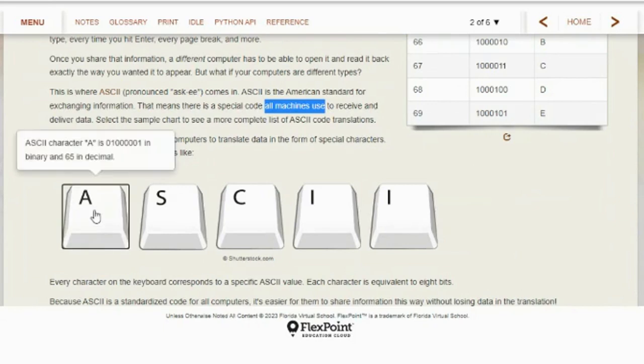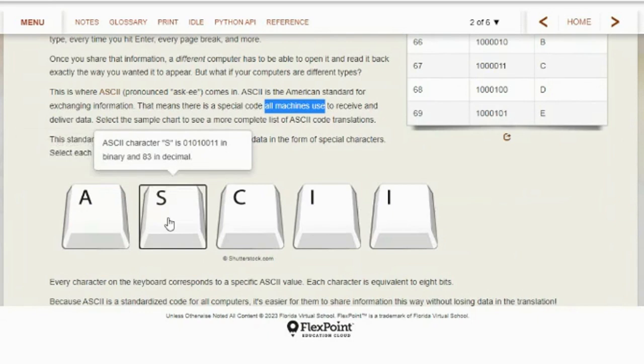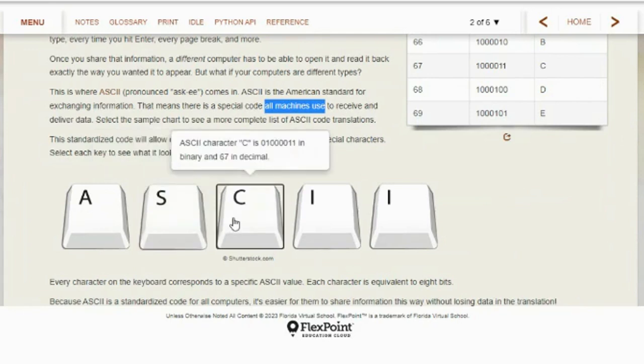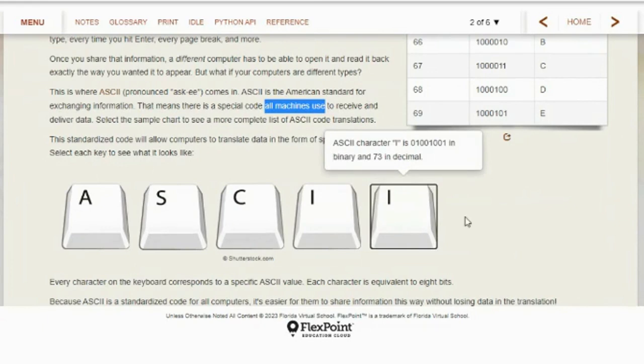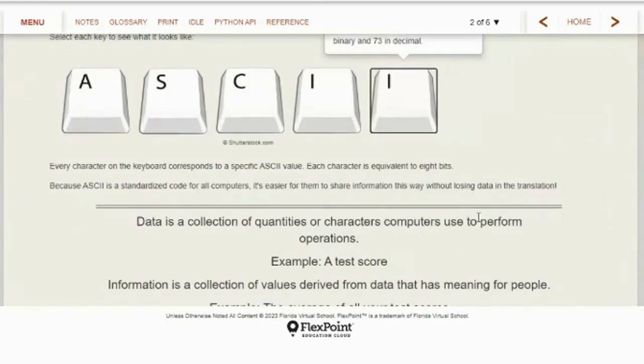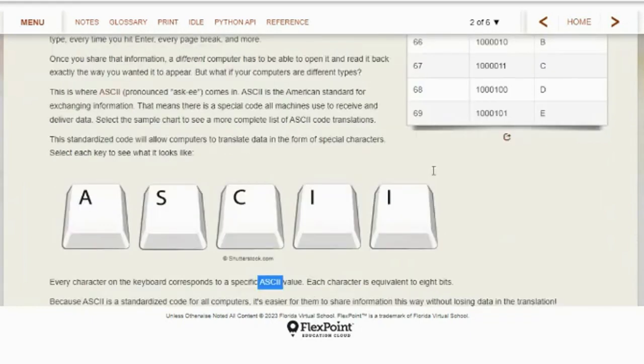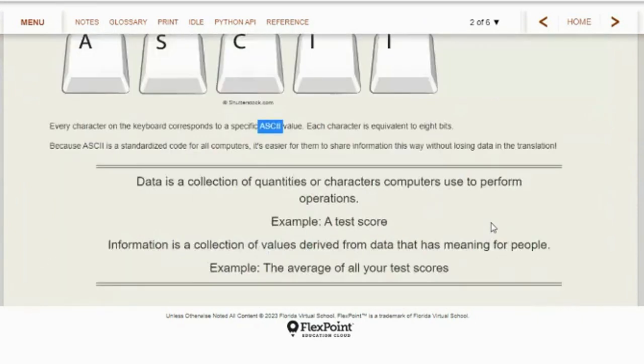So, A is a 65, as we saw in the chart. S is 01010011, which is 83 in decimal. C is on the chart, that's 67. And then the I is 73. You'll see both I's will be the same because it always uses the same number assigned to each letter. So every character on your keyboard has its own specific ASCII value, and it's equivalent to 8 bits. There are these 7, but there can be 8, depending. Some letters have a bigger number, so it goes past the 7 it shows here.